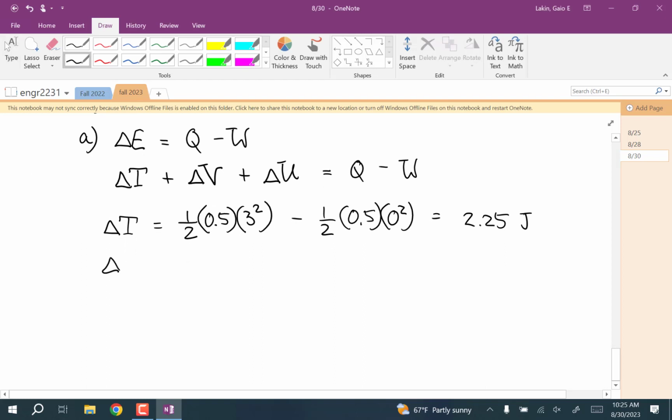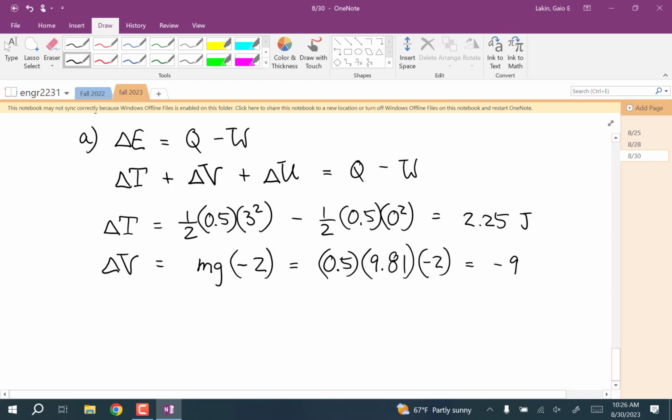The change in the potential energy, all we have is gravitational potential energy. And so this is going to be mg times the change in height, which is -2 meters. So this is 0.5 times 9.81 times -2, which is -9.81 joules.